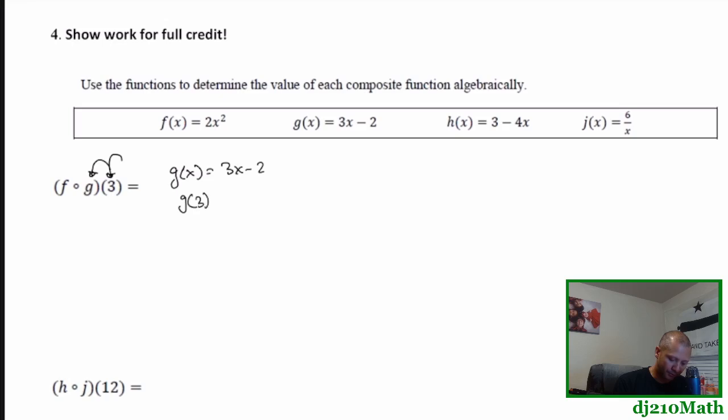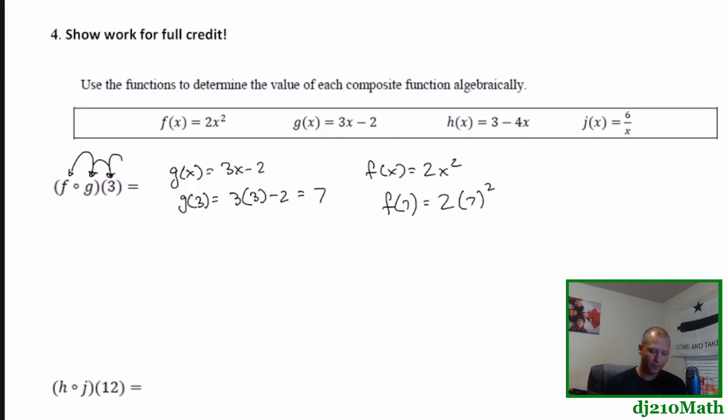So g of 3 is going to be 3 times 3 minus 2. So 3 times 3 is 9. 9 minus 2 is 7. So 7 is my new input. Where am I putting 7? I'm putting it into f. In this case, f of x is equal to 2x squared. So that means f of 7 is 2 times 7 squared. So 7 squared is 49. 49 times 2, 98. So the final answer is 98.